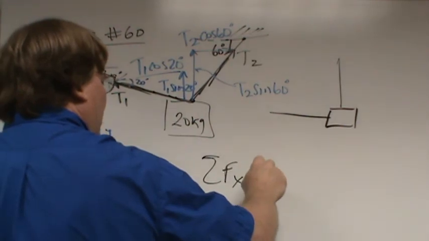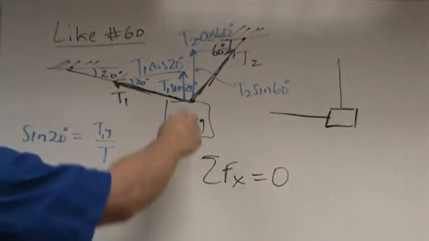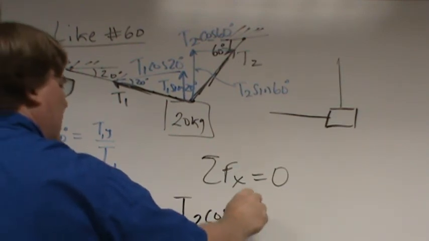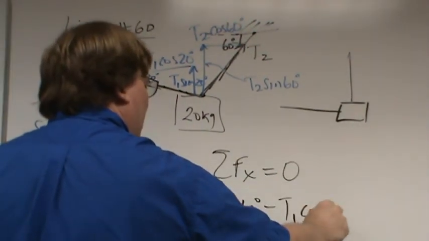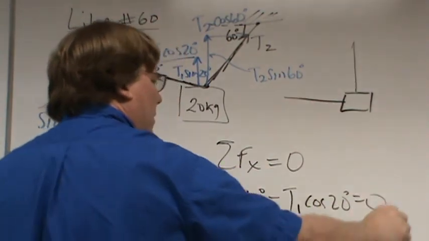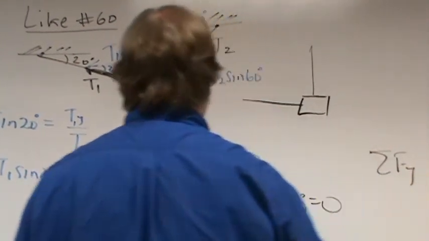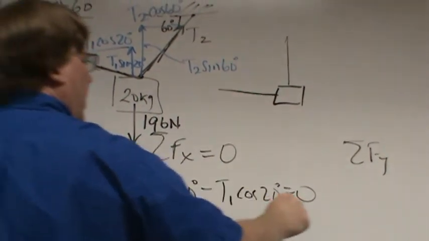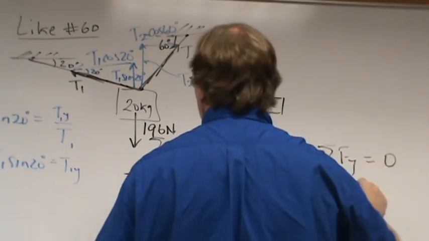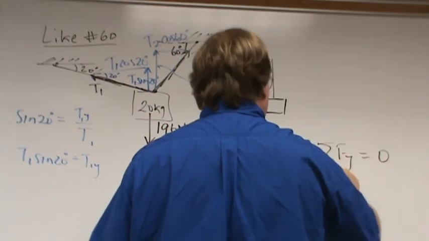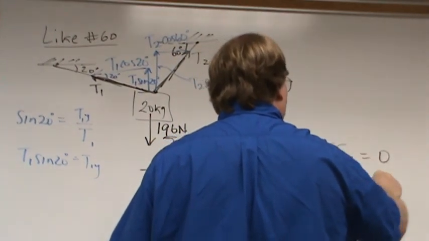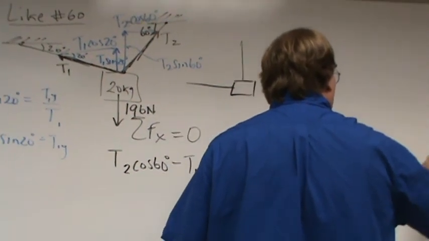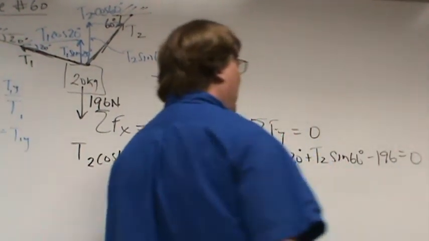If the bell rings, I apologize, but don't go anywhere. Here, I'm going to have T2 cosine of 60 minus T1 cosine 20 equals 0. I forgot to do this for the sum of the x, and I'm just really zipping through this. Sum of the y equals 0. So I've got T1 sine 20 plus T2 sine 60 minus 196 equals 0, right?